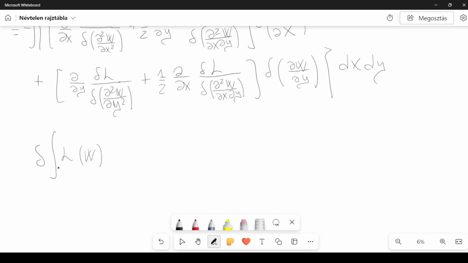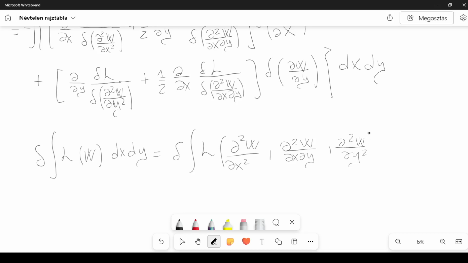So we have the change in this integral L of w dx dy equal to the change in the integral L, and we can think of that as a function of only the first order derivatives or the second derivative. So if we consider the second derivatives, we have ∂²w/∂x², ∂²w/∂x∂y, and ∂²w/∂y², dx dy.